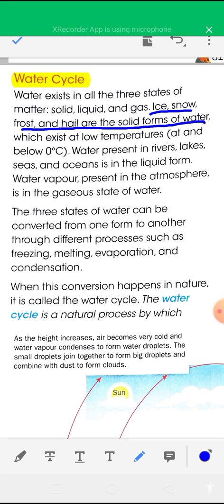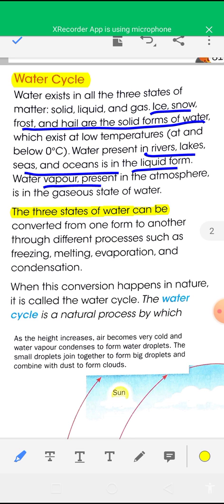This solid form exists at very low temperature, below 0 degrees Celsius. Water present in rivers, lakes, seas, and oceans is the liquid form of water. Water vapor present in the atmosphere is the gaseous state of water. The three states of water can be converted from one form to another through different processes such as freezing, melting, evaporation, and condensation.